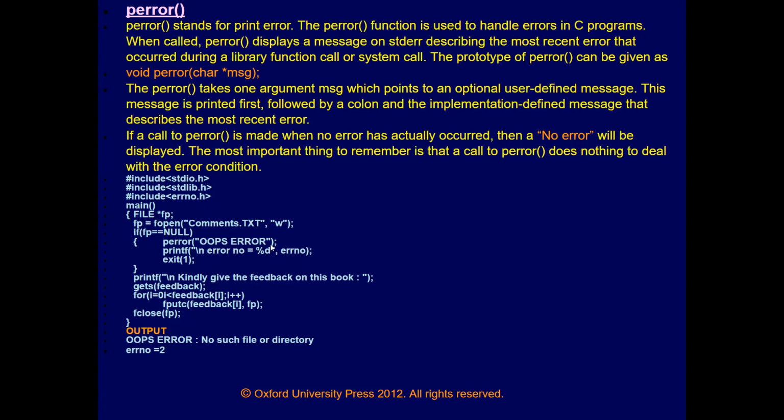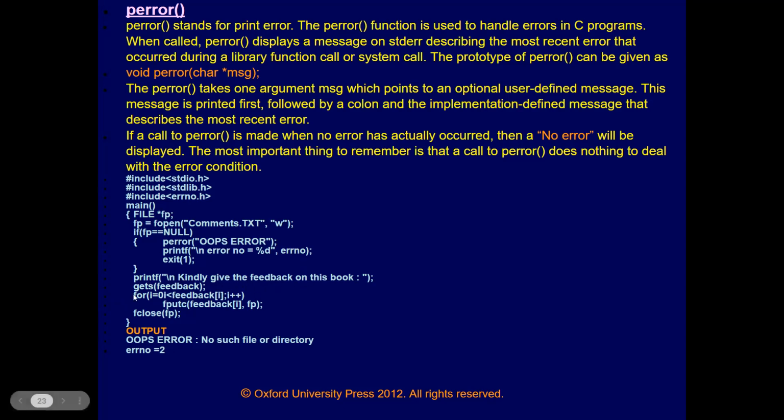And the error number will print, followed by a colon and the system-defined message: no such file or directory. Now the error number is printed to indicate the error number associated with the last error. In this case, it's 2, which corresponds to no such file or directory. That is the error number.